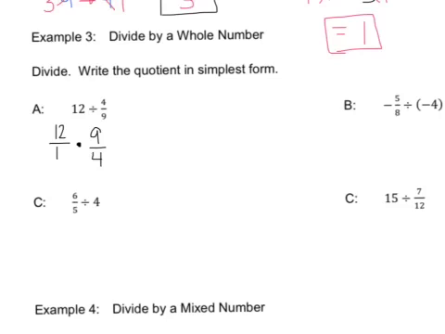See if we can do any reducing. We can do the 12 and the 4. They can both be divided by 4. So we get a 3/1. Go straight across. 3 times 9 is 27. 1 times 1 is 1. So that just equals 27.